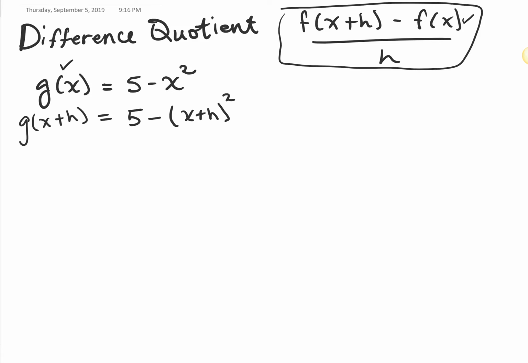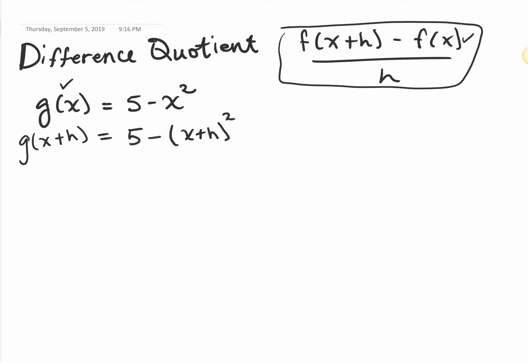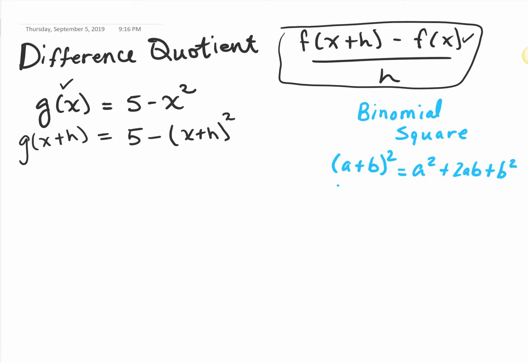Now you might use the FOIL method, but what I always showed my students was using the binomial square. So I will write that out for you here. So this is something that you really just need to commit to memory. So if it says something like a plus b squared, you get a squared plus 2ab plus b squared. In this case, you have x plus h squared, so it follows the same setup, and it's going to look like this: x squared plus 2hx plus h squared.